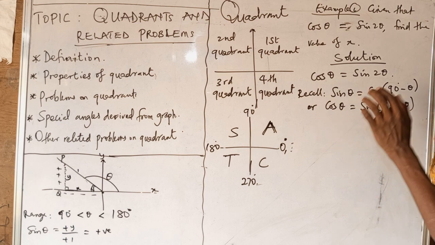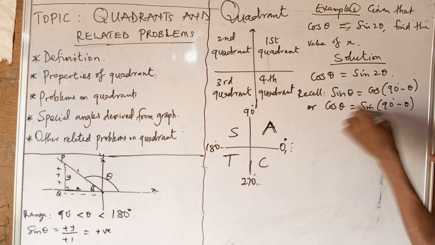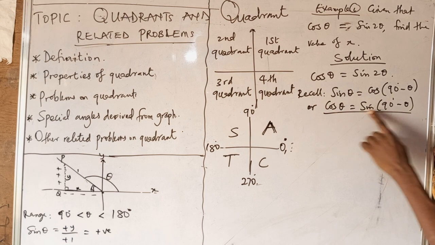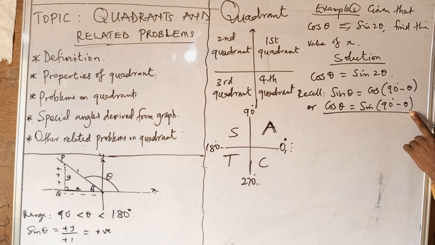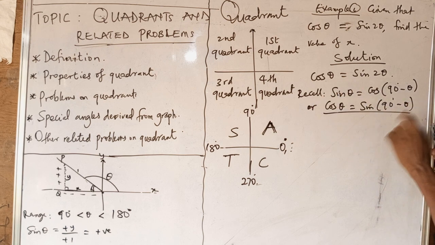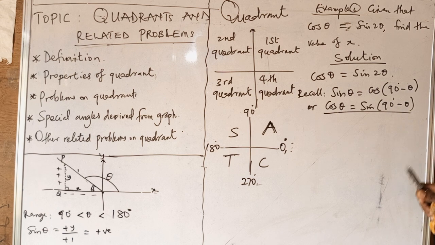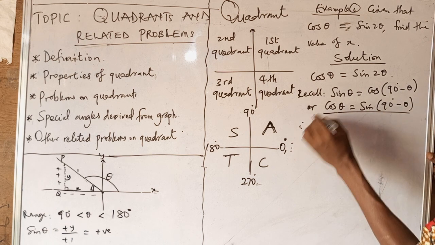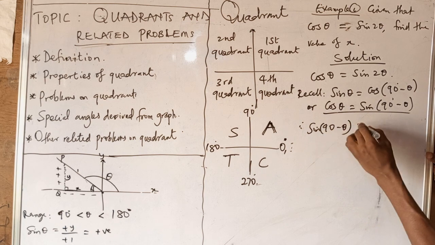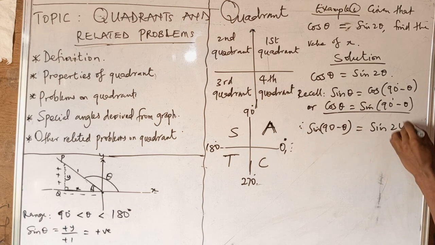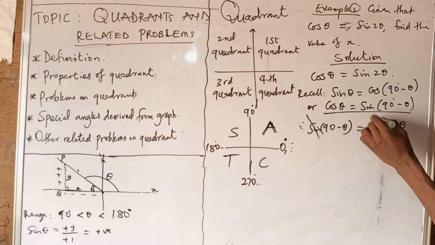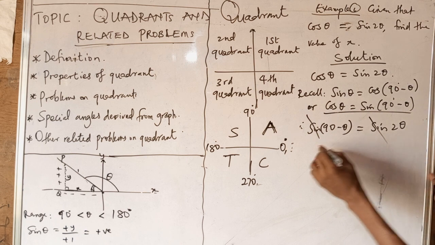So I can use any one of the ratios. Assuming I want to use cosine, I'm using the second formula as the yardstick here. I say cos theta is equal to sine 90 minus theta. It means that anywhere I see cos theta in this expression, I replace it with sine 90 minus theta. So sine 90 minus theta is equal to sine 2 theta. You can see that both of them are of the same order, so the sine will cancel out the sine.